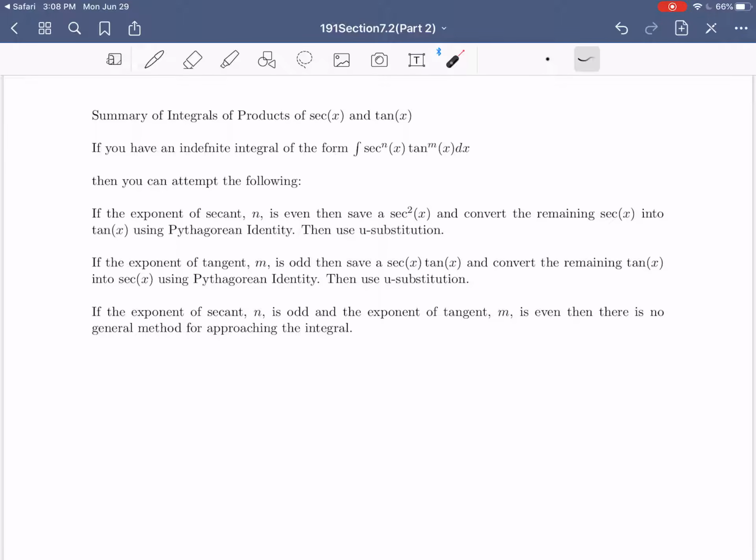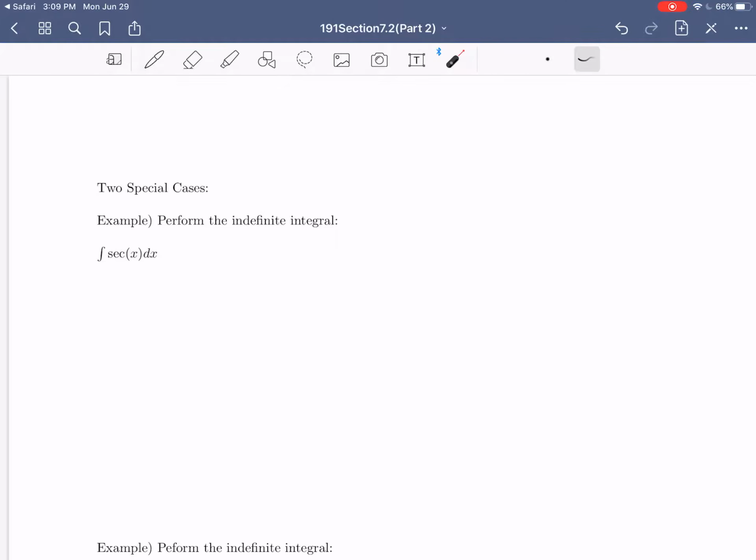For now, though, we're going to wrap up section 7.2 by looking at two very special integrals that actually fall into this category, where they have an odd power of secant and, in our case, no power of tangent, which is the power of 0, which isn't even. We're going to go through and derive these two together in this video, and then I would highly recommend writing them down or memorizing them, because we're going to add them to our table of antiderivatives. So in the future, we don't have to rederive these results. We can just immediately use them. So let's go ahead and talk about these.